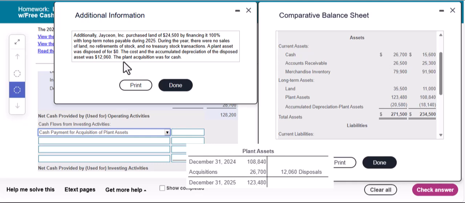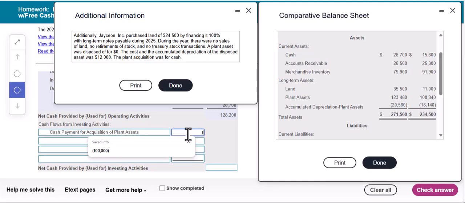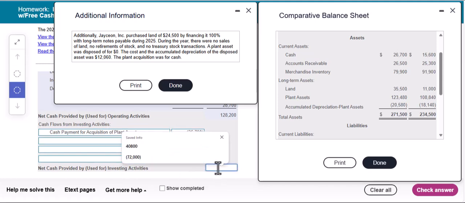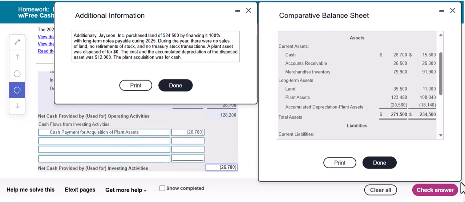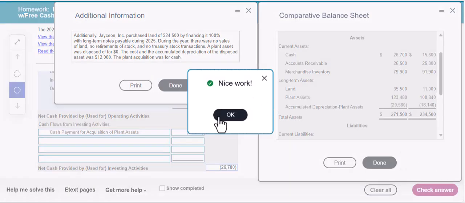So that number is going to end up being 26,700. And again, is that number going to be positive or negative? It's going to be negative 26,700, and that is because we are paying cash. So it's cash payment for acquisition of plant assets. So that's the only thing that's going to be going here in our investing activity. So we can go ahead and bring that same negative 26,700 to the very bottom of our investing activities. And then we can go ahead and check our answer. Nice work.